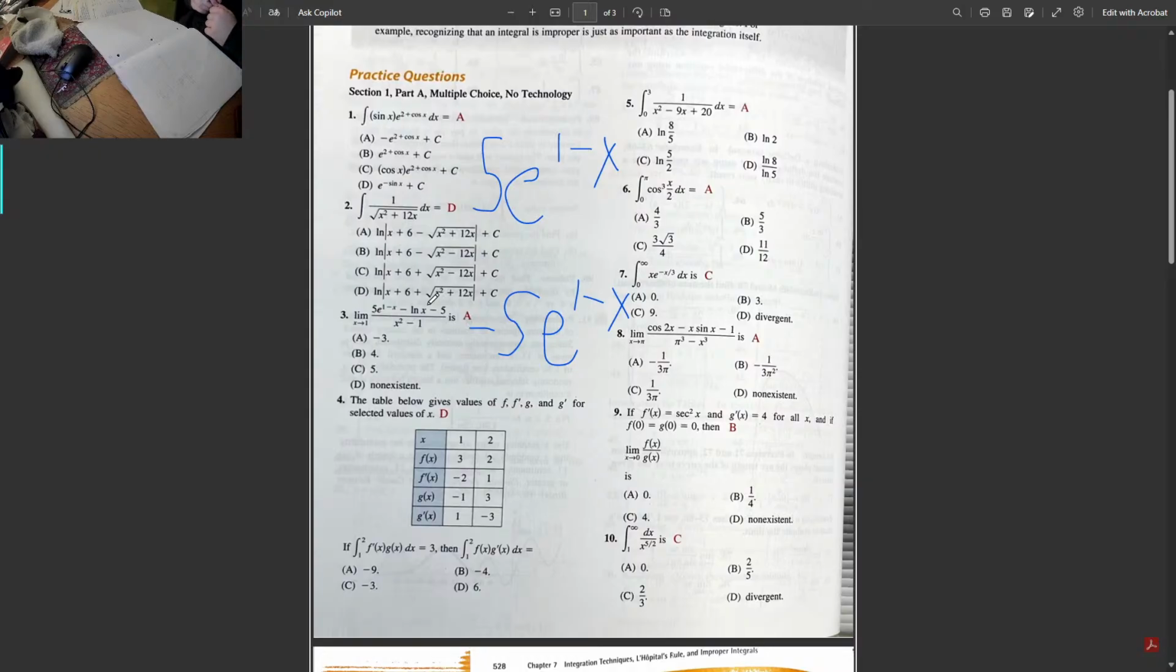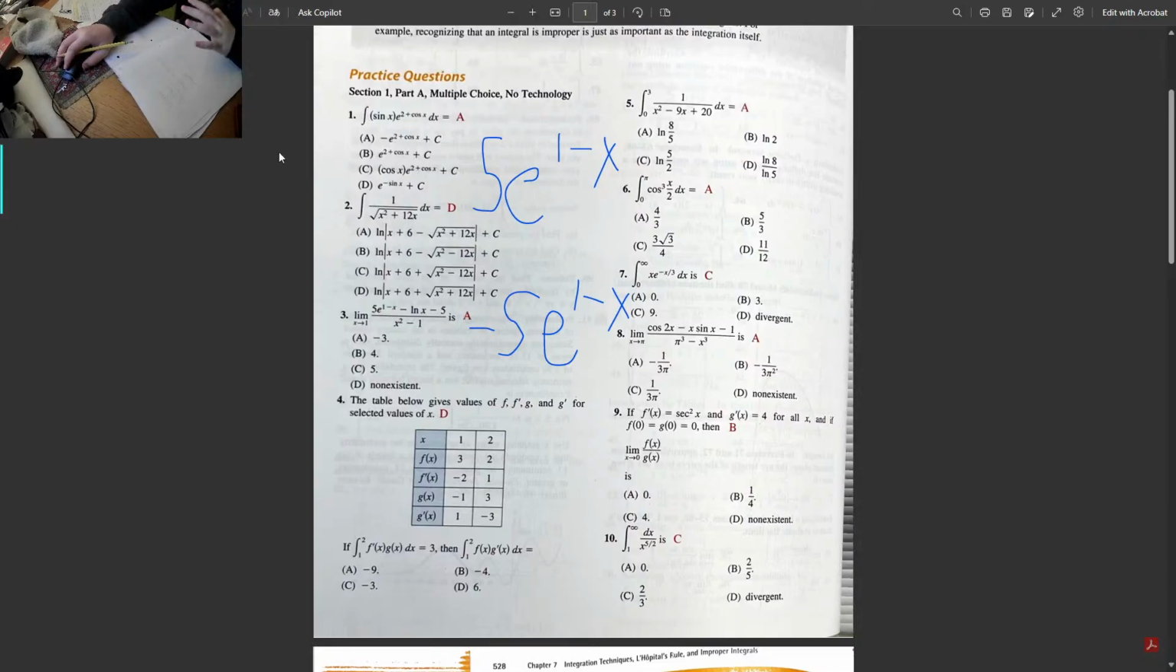Oh, wait, what am I doing? We're not approaching 0, we're approaching 1. I'm stupid. What am I thinking? So it's negative 5 minus 1 over 2. So negative 6 over 2, so negative 3. So we have reached the answer.